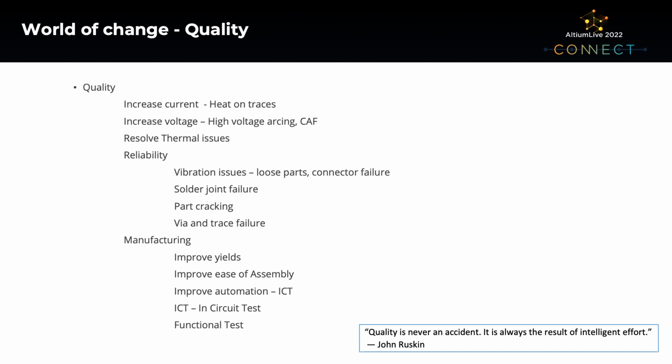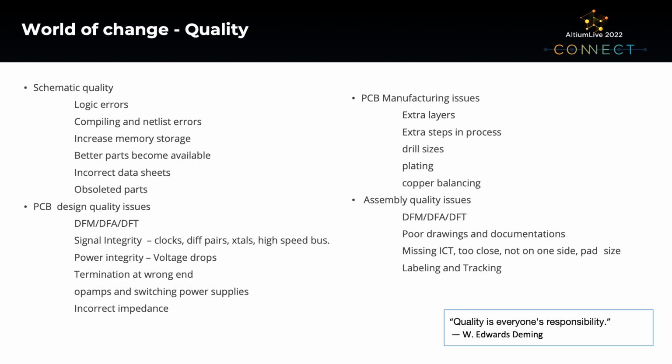So we also have quality changes and issues that come up from our schematic. Might be logic errors, might be compiling or netlist errors. There might be a need for increasing the memory storage or decreasing it. We might find that better parts are available and we want to put those in, or we built it and found out that the design was incorrect, or there might be obsoleted parts. So a number of different schematic quality issues. Not necessarily the engineer's problem, but it becomes everybody's problem once those kinds of issues arrive.